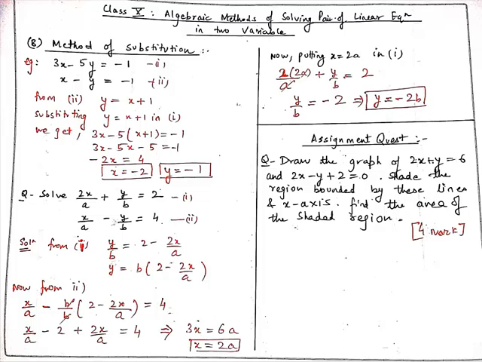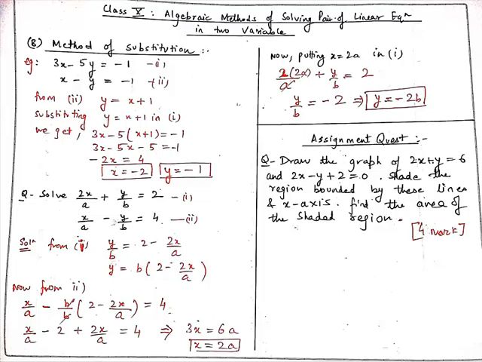So on solving it, b and b will cancel out and x upon a minus 2 plus 2x upon a equal to 4. So from here 3x equal to 6a, so x equal to 2a. Now on putting this value of x equal to 2a in the first equation, we get 2 upon a, and in place of x I can write 2a, plus y upon b equal to 2. So from here y upon b is equal to minus 2, so y is equal to minus 2b.